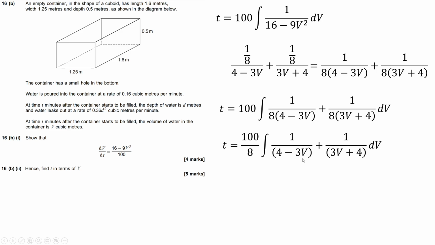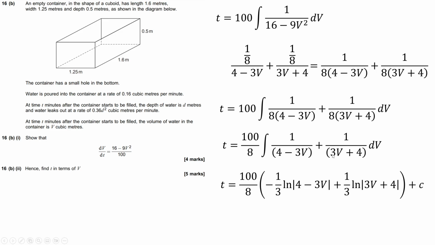So this would just become minus a third, because the reciprocal of minus 3 is minus a third, and then it's minus a third ln of all of this. And then this here will become 1/3 ln of all this. It's positive. I've put in these absolute value bars because it is the absolute value, plus some constant c. That's fine. I took out a third from these because they both share a third, so this becomes 100 over 24.